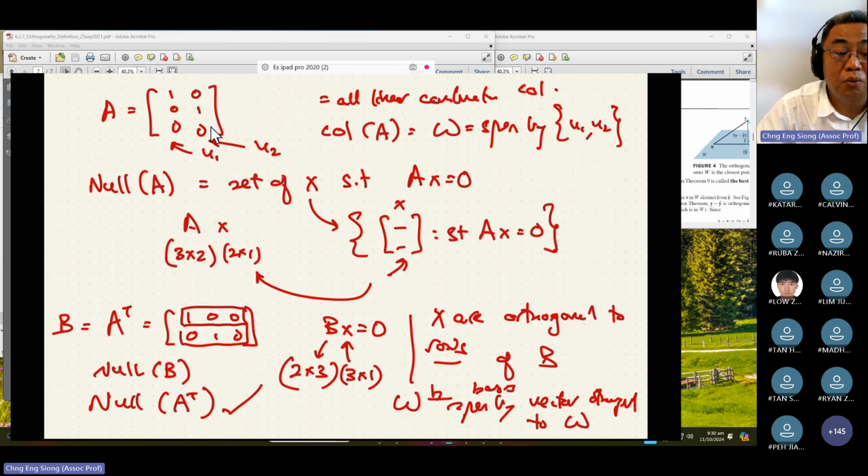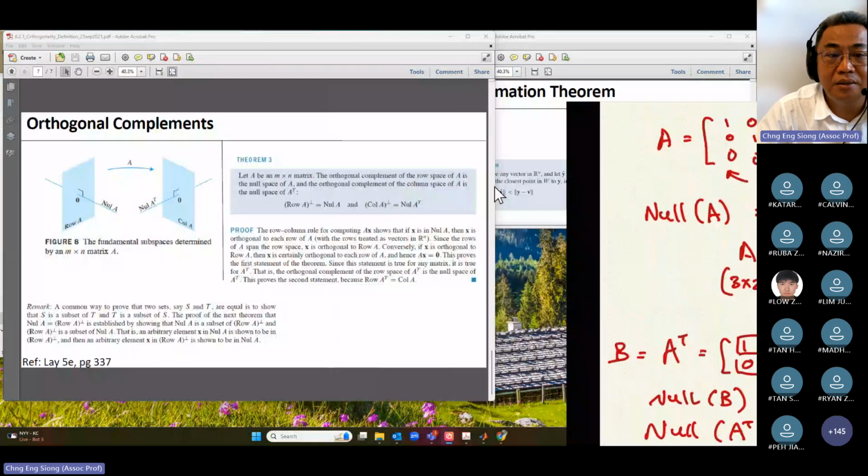What do we do? We transpose it first, and then we find the null space. What is the null space? It is the set of X that is orthogonal to the rows. But the rows are actually the columns of A. That is why this theorem says the orthogonal complement of the column space of A equals the null space of A transpose. Clear?